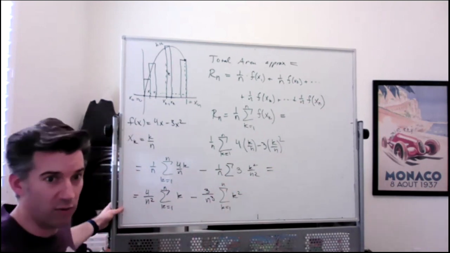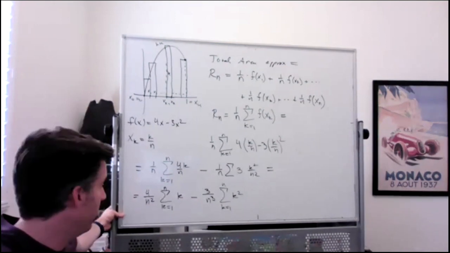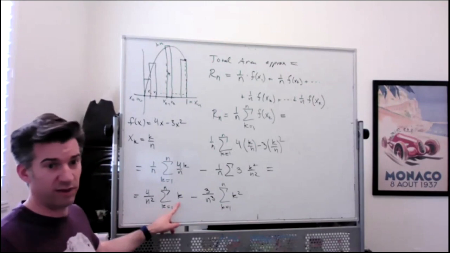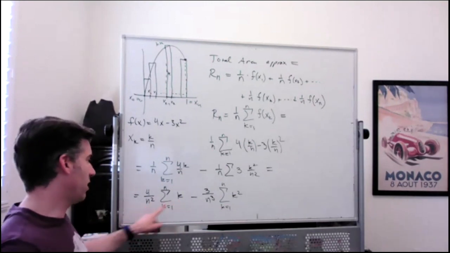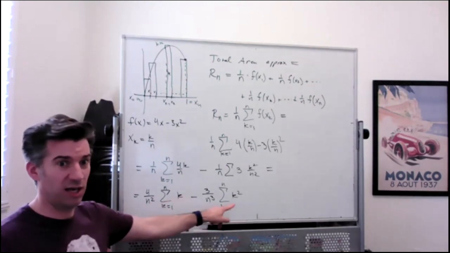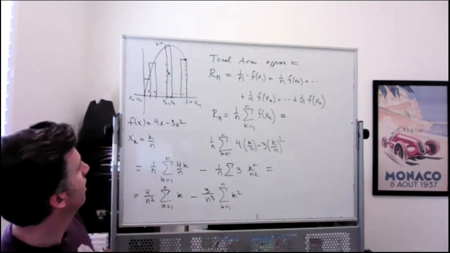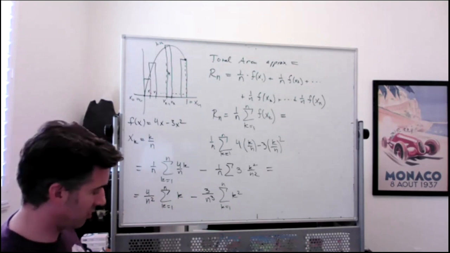And I will remind you that we are looking good because our power of n in the denominator is always 1 larger than our power of k in the numerator. N squared, k to the first, n cubed, k squared. So that looks like we're going to be safe. So let's say we're going to run out of room.